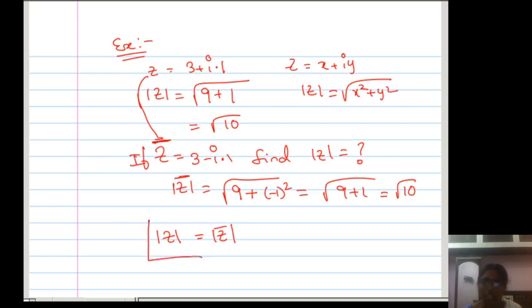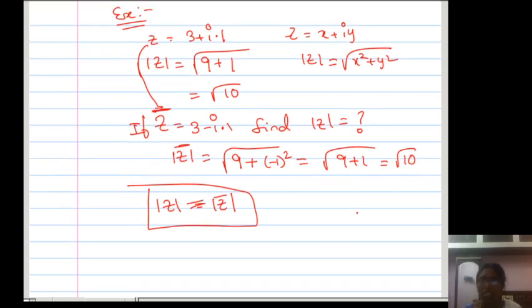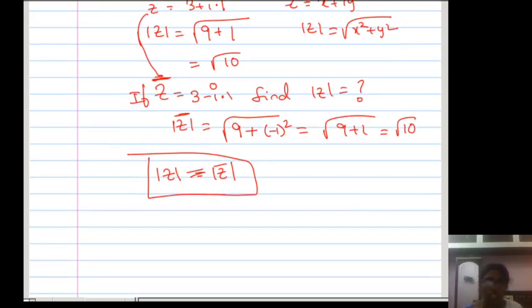I can say that mod z is equal to mod z bar: for any complex number, the modulus of that complex number is the same as that of its conjugate. If you take the conjugate of the complex number and find the modulus of that conjugate, you again get the same value. So my conclusion is mod z is equal to mod z bar. I told you this by example, but I can prove this by theorem also.